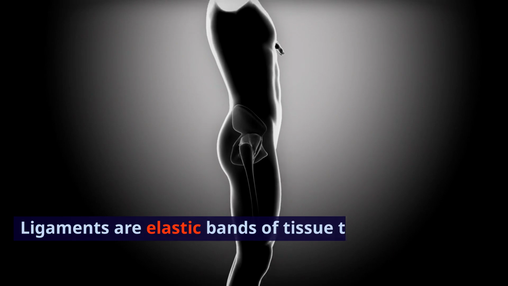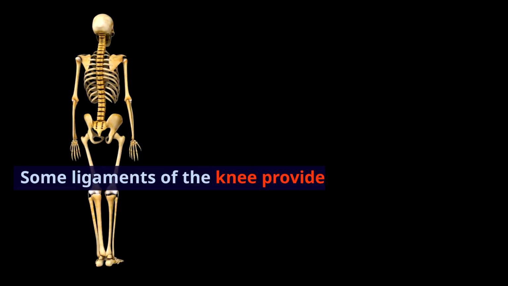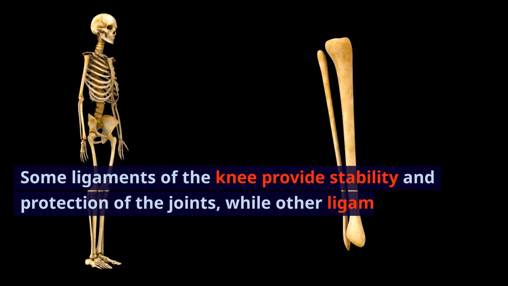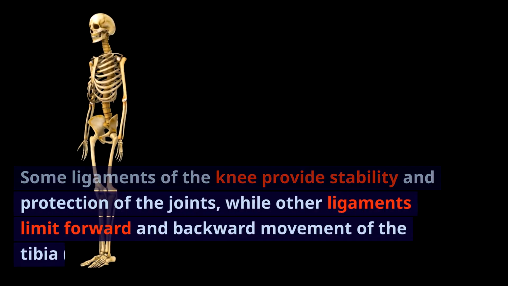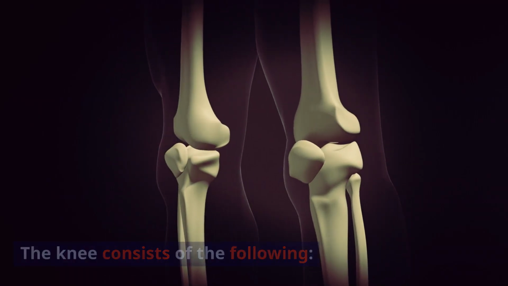Tendons are tough cords of connective tissue that connect muscles to bones. Ligaments are elastic bands of tissue that connect bone to bone. Some ligaments of the knee provide stability and protection of the joints, while other ligaments limit forward and backward movement of the tibia, shin bone. The knee consists of the following.